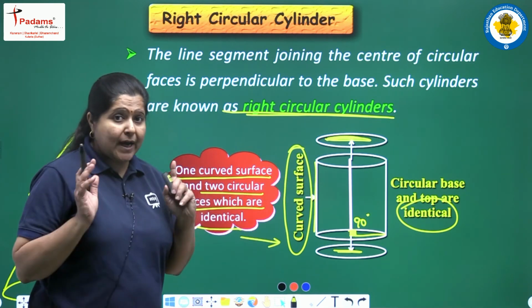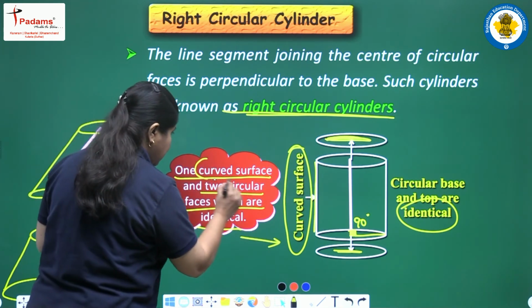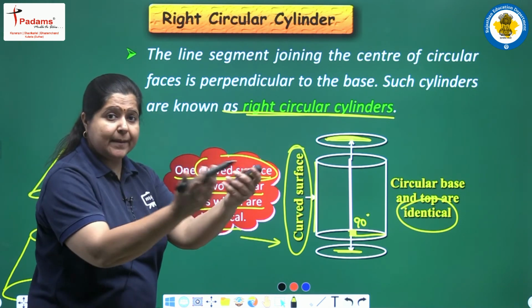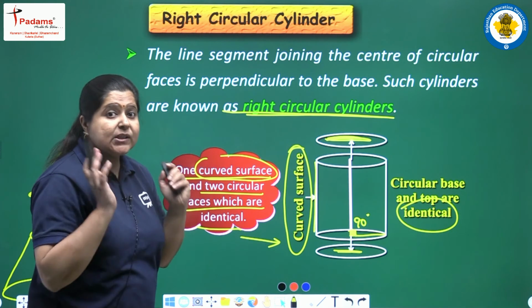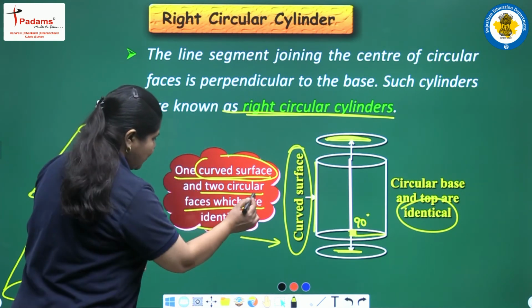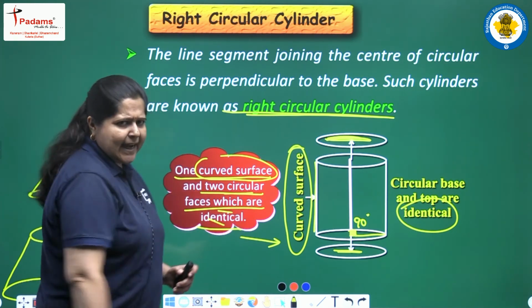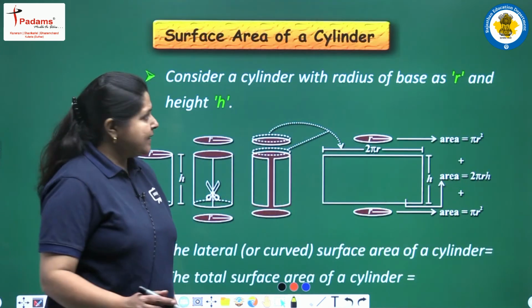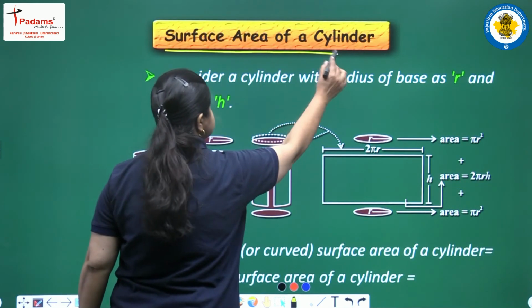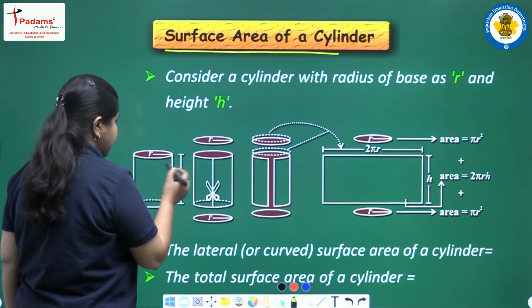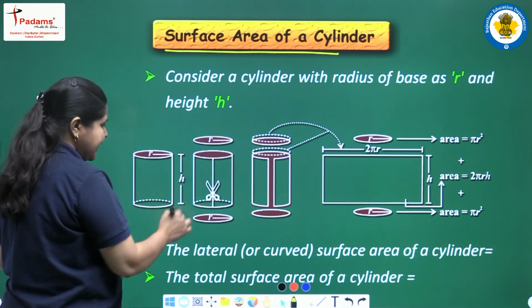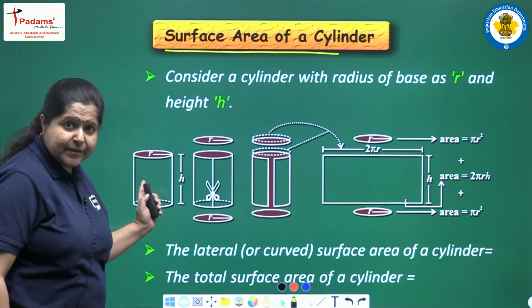तो cylinder में दो खास बात क्या है? एक तो है curved surface जो rounded shape है बीच में, और फिर हमारे पास है top और bottom पर identical circular faces. This is what has been said here. I hope it's clear. Now we will find the surface area of a cylinder. We have this one cylinder with us. We are taking the radius of the base as r units and the height as h units. This has been shown here.